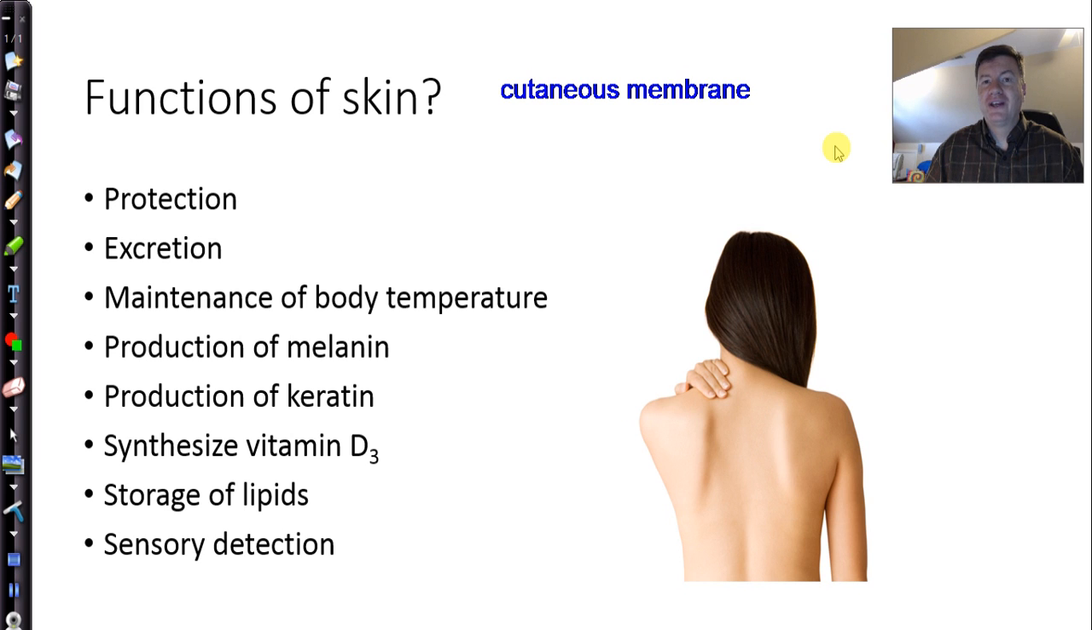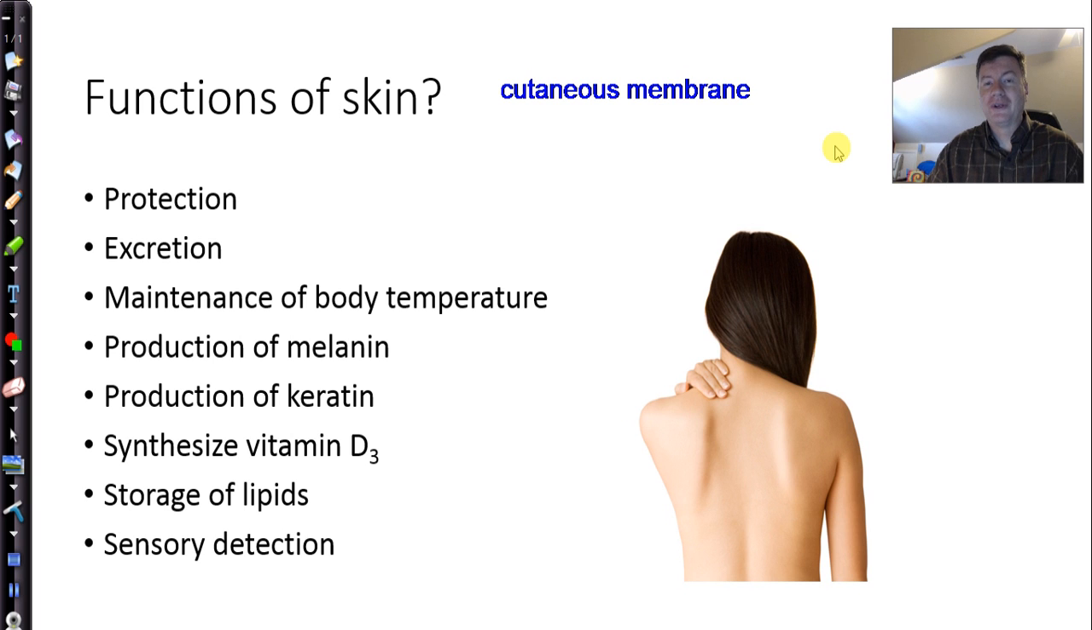The production of melanin. This actually is responsible for most of our skin pigmentation, and pigmentation, as we'll see, has a real important role in protecting us from too much UV radiation. Production of keratin, this is another protein that actually helps semi-waterproof our skin so we don't lose too much water from our skin. The synthesis of vitamin D3. This is actually important for the metabolism of calcium, and we will touch on this more a little bit later.